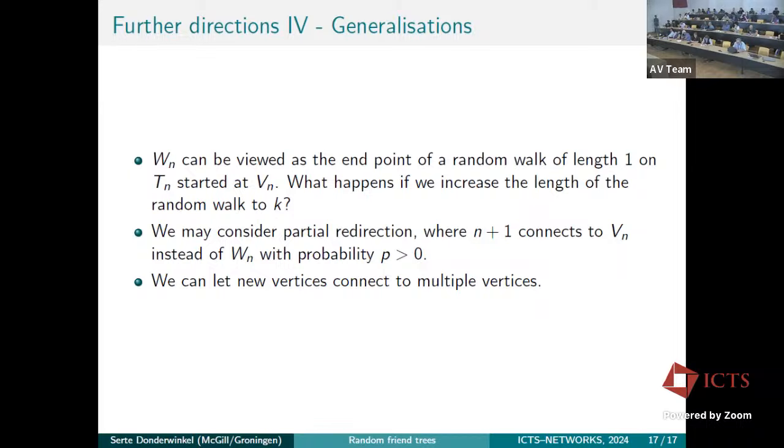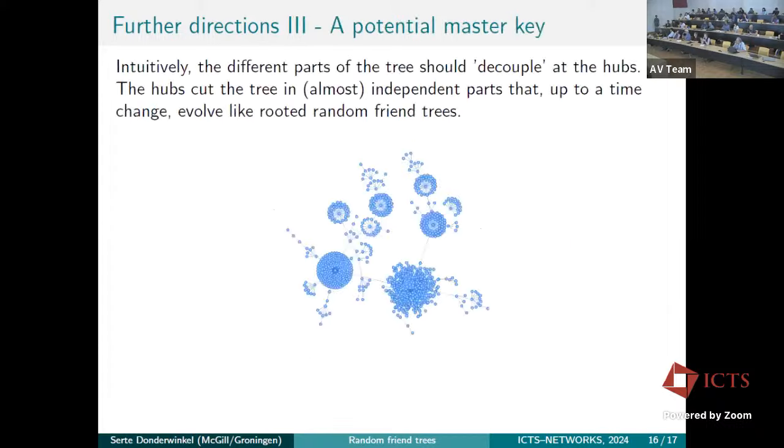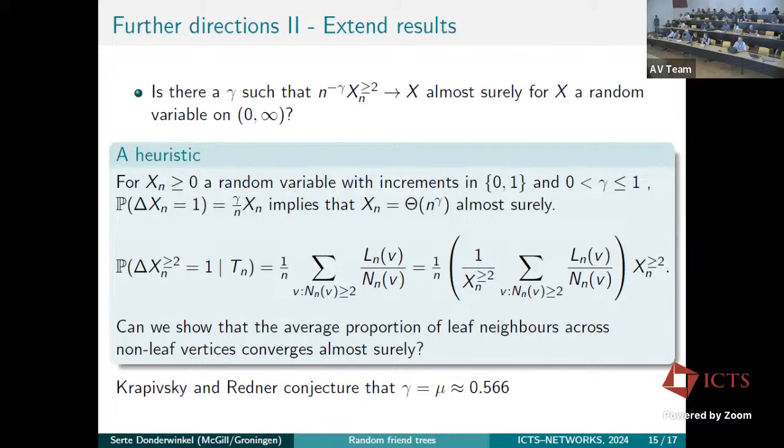Okay. Thank you. Any idea how you can get your hands on the 0.566? What is it? I don't know. Can you shed some light on it? I mean, it doesn't help to show what the constant is. I have no idea how this is going to converge to 0.566.